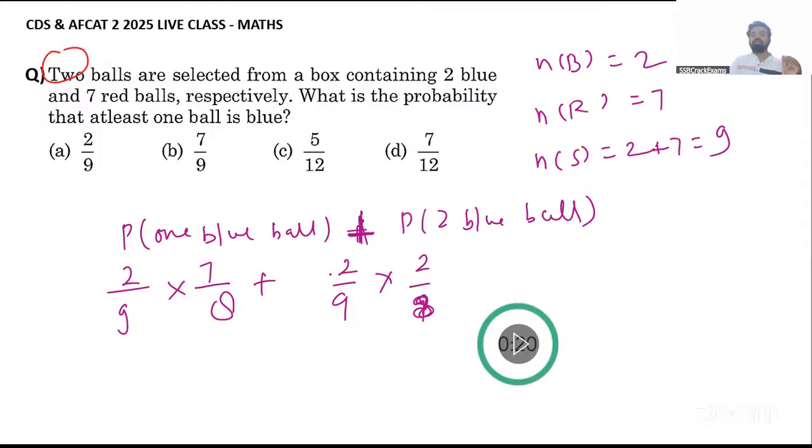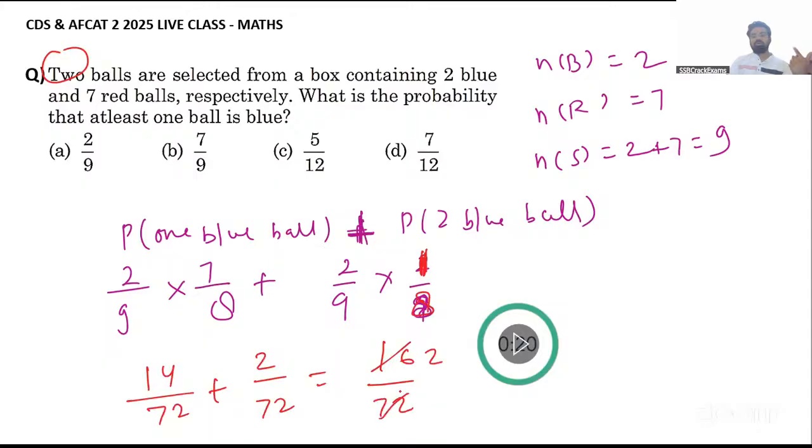And in the second scenario, one has already been drawn. In the second scenario, the first blue ball has been drawn, so it means 2/9. And one blue ball is already drawn, so the number of blue balls is now reduced to one, and total balls is reduced to 8. So this is the answer. 14/72 plus 2/72, which is 16/72. So cancel it out. 2/9 is the option number.